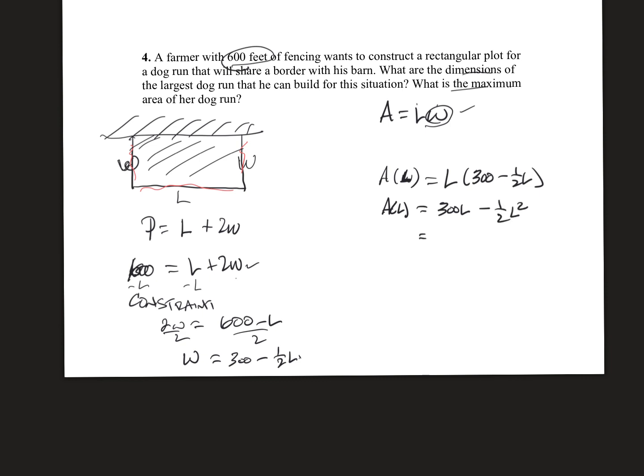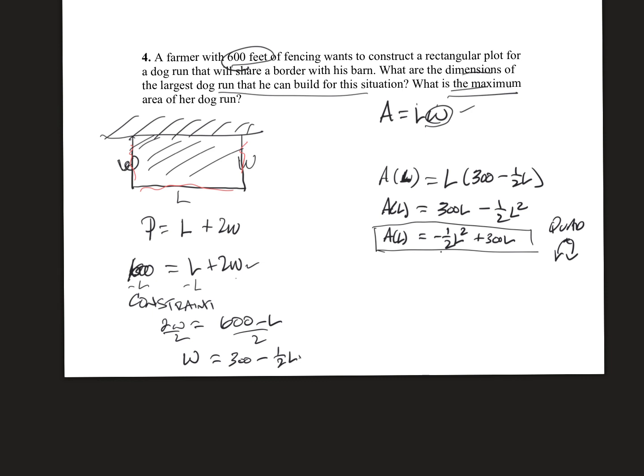Let me rewrite it this way. Our area as a function of L is negative 1/2 L squared plus 300L. And so there is basically our function for the area. You see that it's quadratic. The lead coefficient is negative, so we do have a quadratic that's opening downwards. So again, to find the maximum area and the dimensions that do that, we're back to finding our vertex.